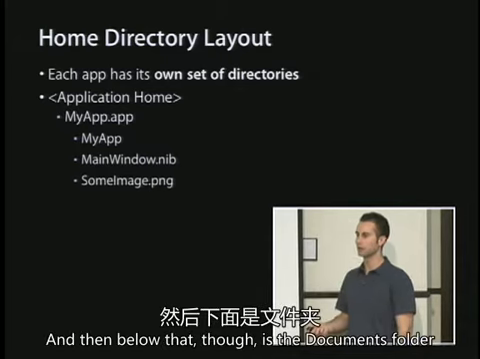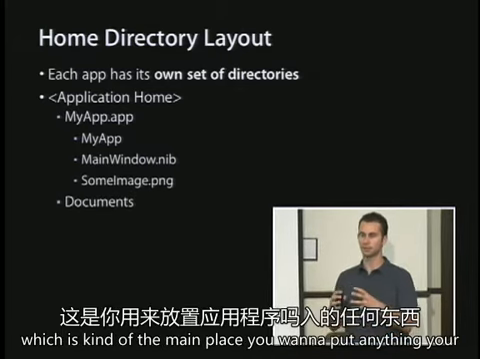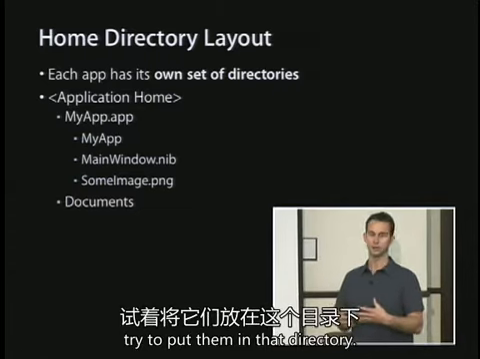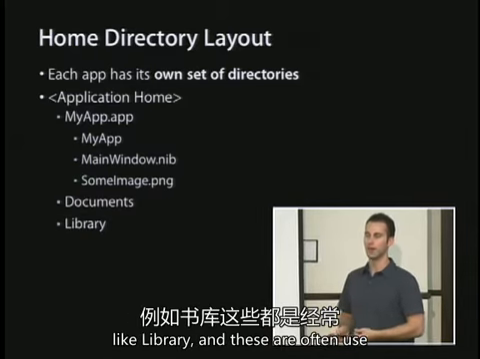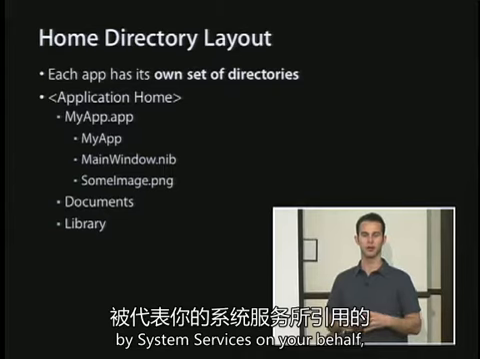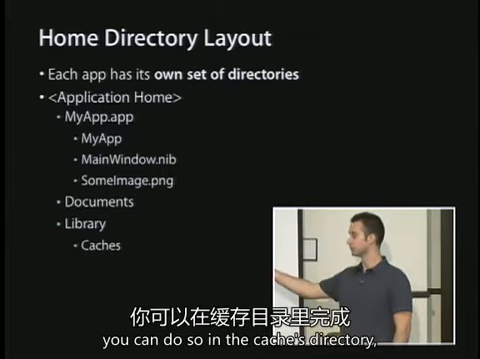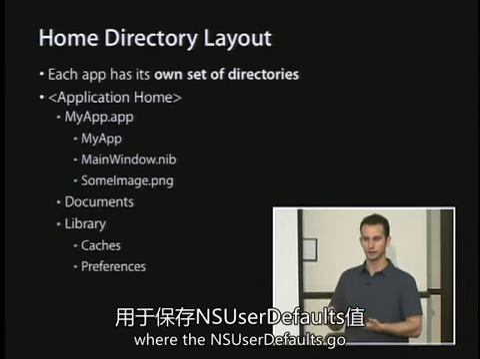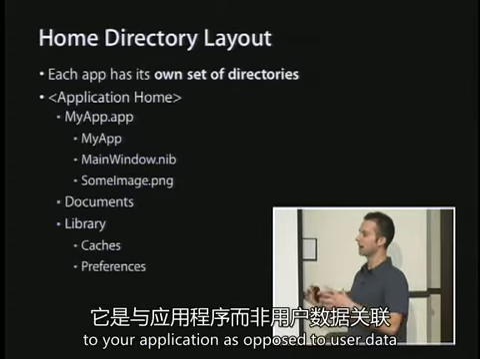And then below that, though, is the documents folder, which is kind of the main place you want to put anything your application writes. So if you're saving out images and files, try to put them in that directory. There's a few other directories that are important, like library, and these are often used by system services on your behalf. Like if you want to write temporary files, you can do so in the caches directory, but there's also the preferences directory, which is where the NSUserDefaults go, or anything else you want to have. It's kind of more tied to your application as opposed to user data.